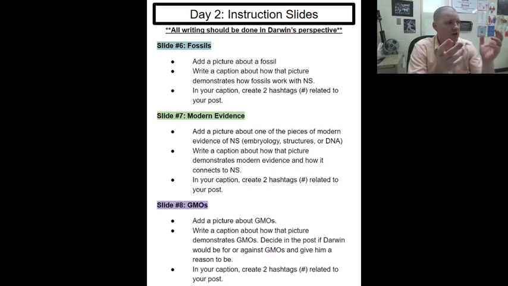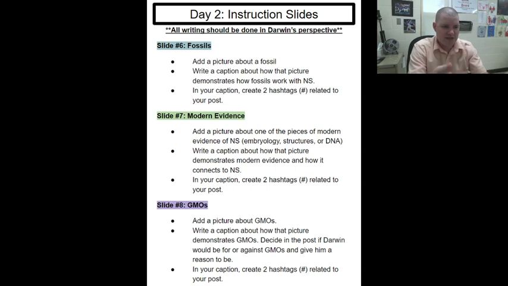So you're going to try to put it into his perspective whether or not you think Darwin would be in favor of GMOs as the discoverer of natural selection, or if he wouldn't be in favor of GMOs, and give him a reason. Could be something that we talked about in class or something found in the notes for it. But you're going to give him a reason for why he would be for or against it. Remember to write in his perspective, though.